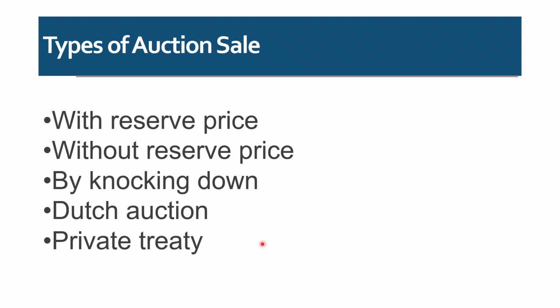Next is the private treaty. Here the auctioneer negotiates privately with the buyers instead of getting into open bidding. So these types help us determine the rules, responsibilities as well as protection available to the buyer and the seller.